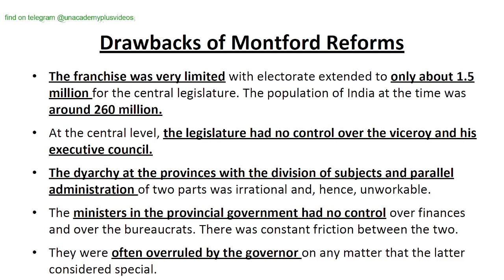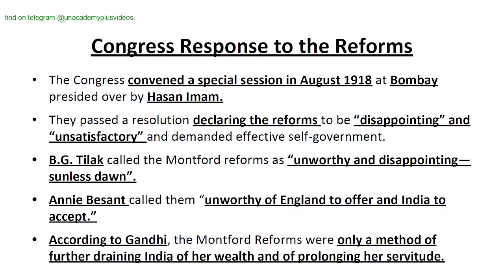At the central level, the legislature had no control over the viceroy and his executive council. The diarchy at the provinces, with the division of the subjects and parallel administration of two parts, was irrational and hence unworkable. The ministers in the provincial government had no control over finances and over the bureaucrats. There was constant friction between the two. They were often overruled by the governor on any matter that the latter considered special.